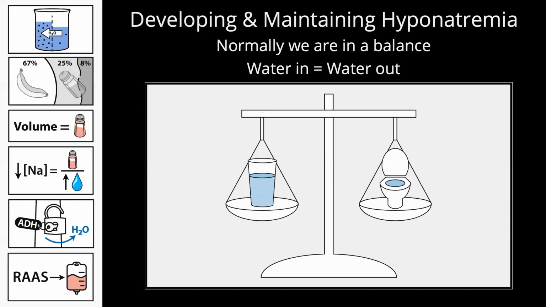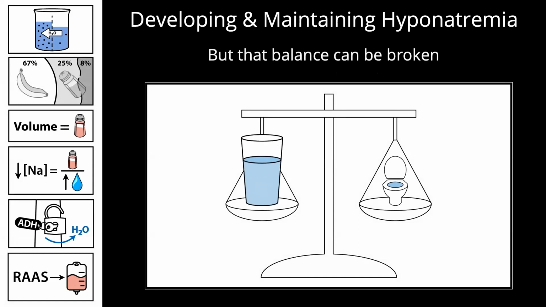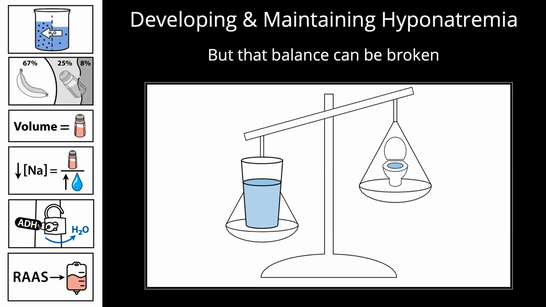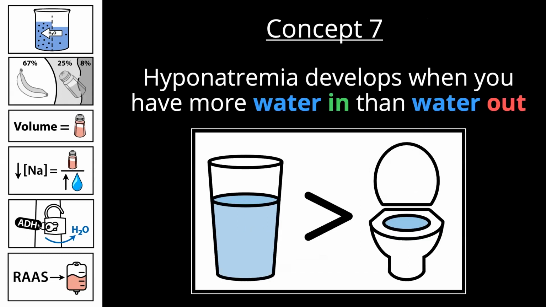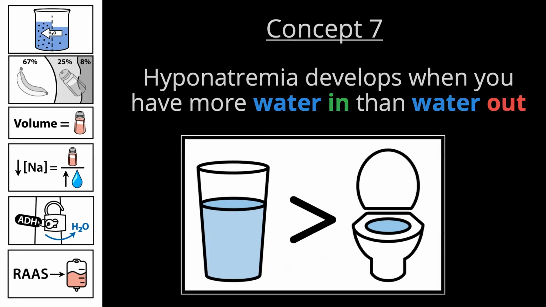So let's talk about how you get hyponatremia. Normally, we are in balance. The amount of water we take in and the amount of water we excrete are equal. And so the total free water doesn't change over time. But if you break that balance, so you're bringing in more free water and excreting less, each day you accumulate more and more free water. And that reduces your serum sodium concentration. It reduces your total osmolality, right? It's because the amount in and the amount out are not balanced. So concept number 7: hyponatremia develops when you have more water going in than water coming out.